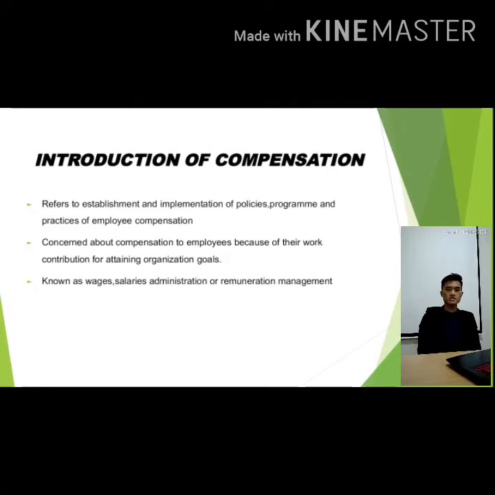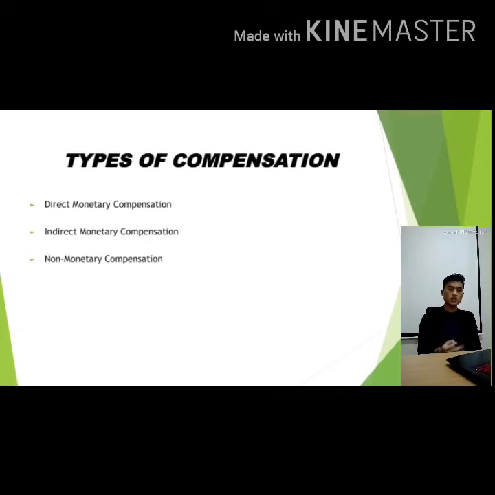Next, I will explain in detail the three types of compensation management. For your information, there are three types of compensation. The first one is direct monetary compensation. Direct compensation includes money paid to employees as cash, such as hourly wages, salaries, bonuses, and commission. Wages and salary typically fall under the category of base pay, whereas bonus and commission fall under the category of variable pay.